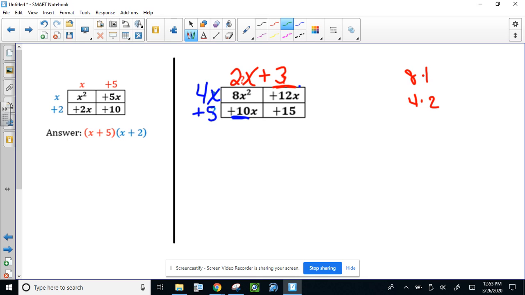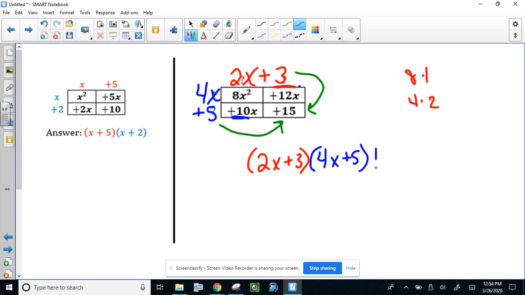And then again, just to verify, do the numbers that I used, 3 and 5, multiply to make 15? And sure enough, it does. So I've completed my box. All of the boxes multiply to create this multiplication. And so then I can write my factors as 2x plus 3 from the top and 4x plus 5 from the bottom. Okay, and so that's how we get all of these factors to work out. Everything's got to multiply to create what's inside the box.